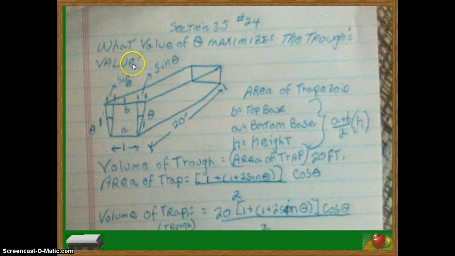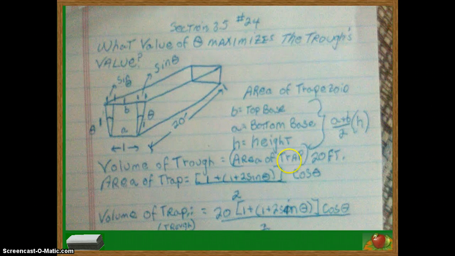The problem is they draw this trough, and they ask you what value of theta maximizes the trough's volume. So the cross section of this trough is really a trapezoid. The trapezoid has, at the bottom base, 1, and I've denoted that by an A. The top base is B. If you remember from geometry, the area of a trapezoid is (A plus B) divided by 2 times the height. So that's just the cross section.